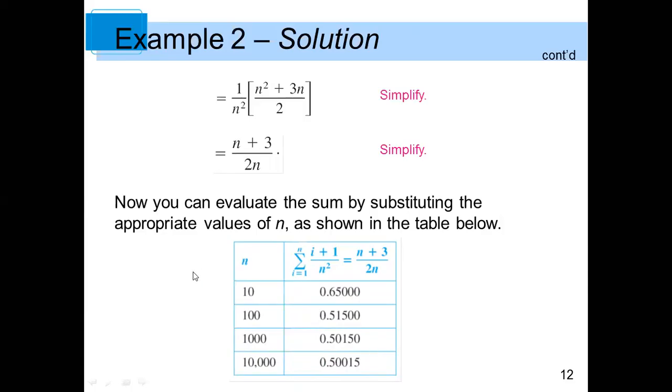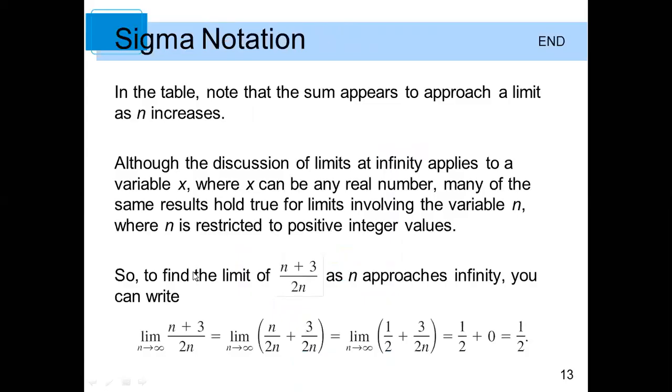Pretty cool stuff. All right, so in the table, note that the sum appears to approach a limit as n increases. Although the discussion of limits at infinity applies to variable x, where x can be any real number, many of the same results hold true for limits involving the variable n, where n is restricted to positive integer values.